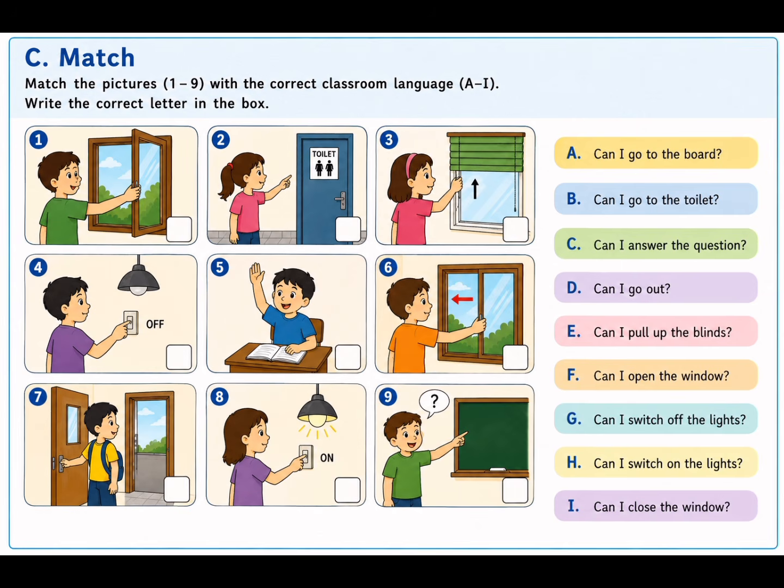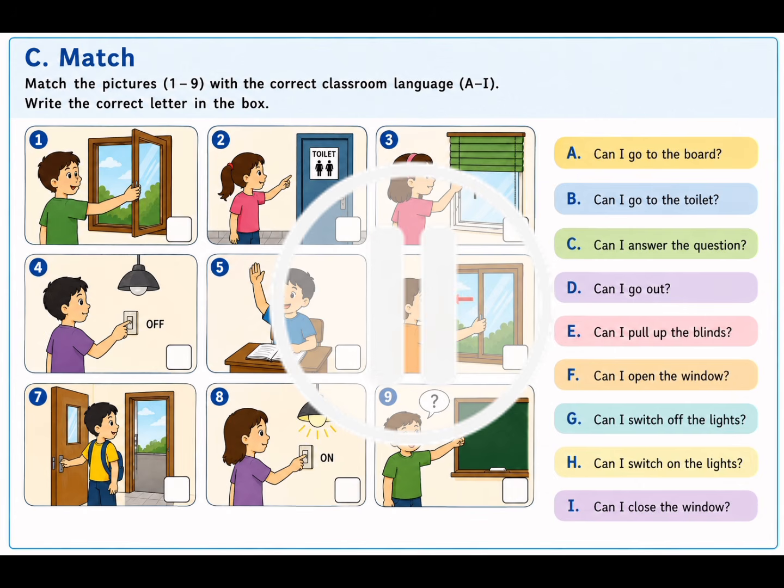Picture 7, the student wants to leave the classroom. Which expression matches this picture? Picture 8, the student is switching on the lights. Match it with the correct expression. Picture 9, the student wants to go to the board. Which sentence is correct? Take a moment to finish the exercise. Pause the video if you need more time.